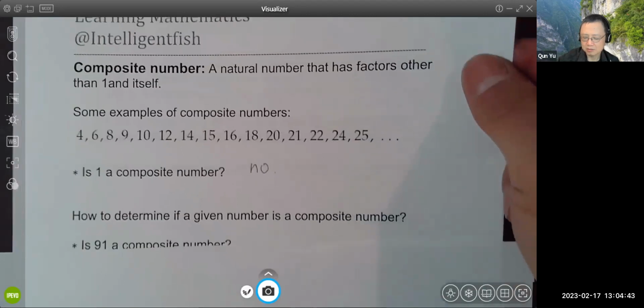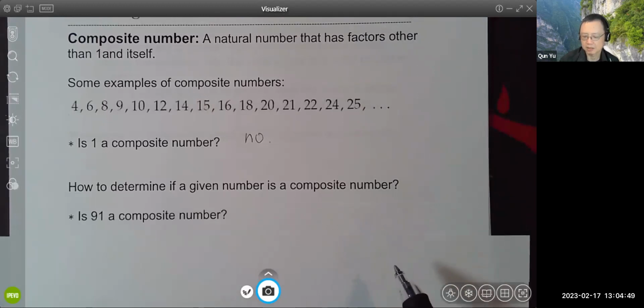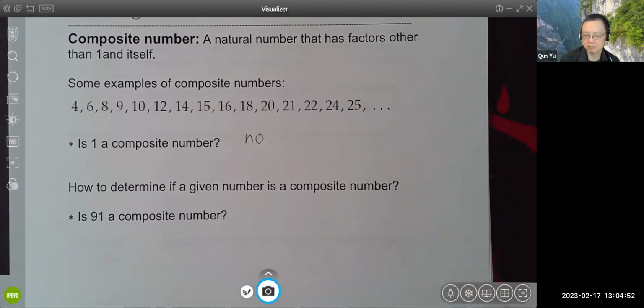Now, here's a question. How do we determine if a given number is a composite number? Let's do that using an example. Is 91 a composite number? Let me mention this actually. Any composite number, by definition, can be divided by something other than 1 and itself, right? Actually, any composite number can be factored into prime number factors only. That means any composite number can be written as the product of several prime numbers. They are all prime numbers.